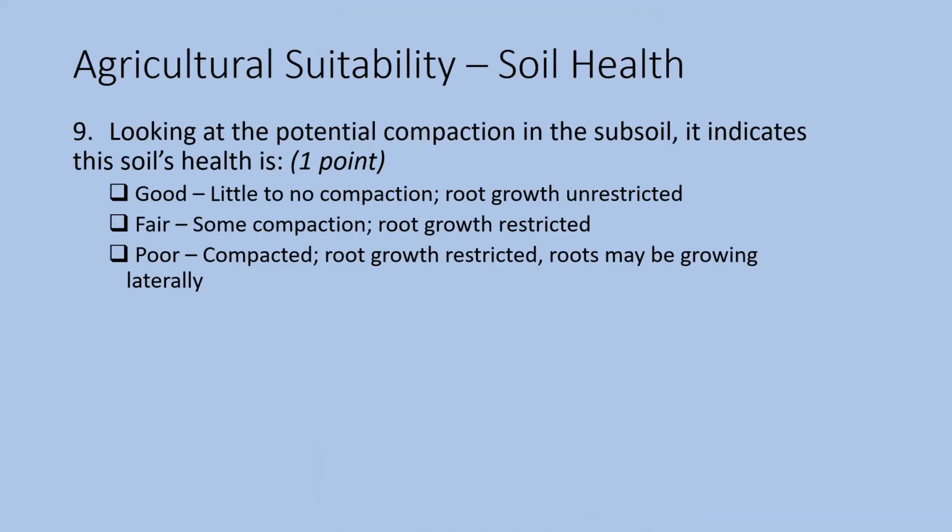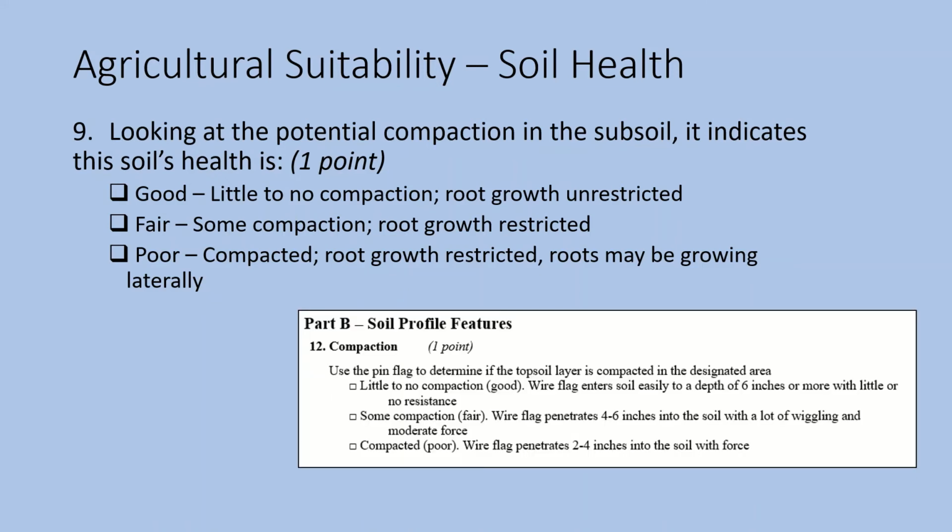The next question is looking at compaction. Now remember in question 12 of part B, we asked you to use the pin flag to determine if the topsoil layer was potentially compacted. So you'll look back at whether it was difficult to push the wire flag in, or if it went in really easily, indicating very little compaction. Then you'll just check the appropriate description, good, meaning little to no root restrictions, to poor, where the roots may have to grow laterally because there's so much compaction in the soil.